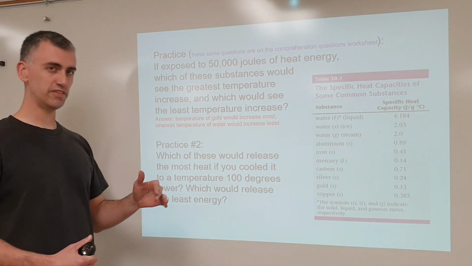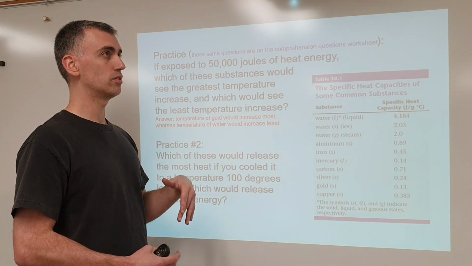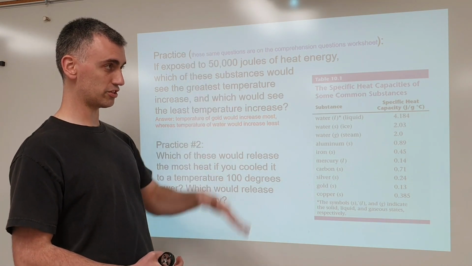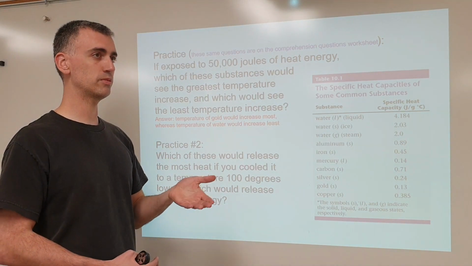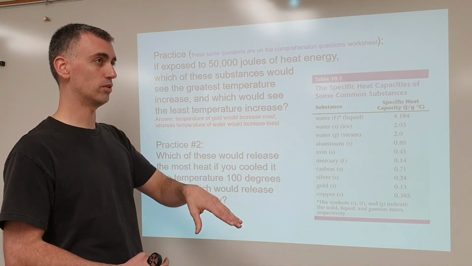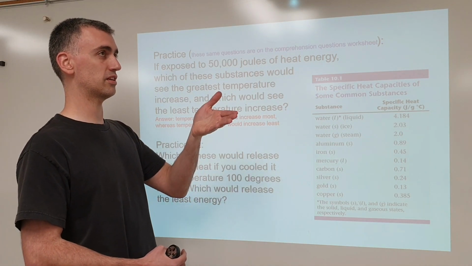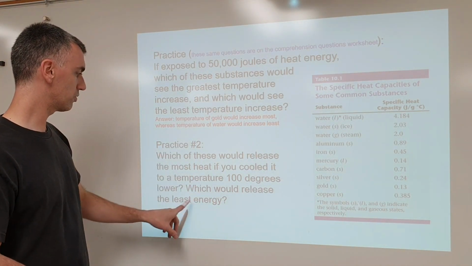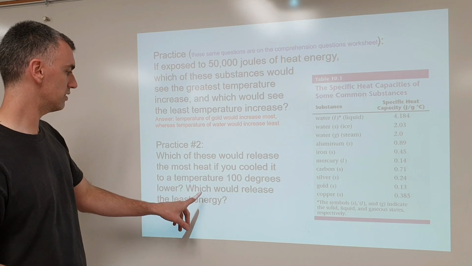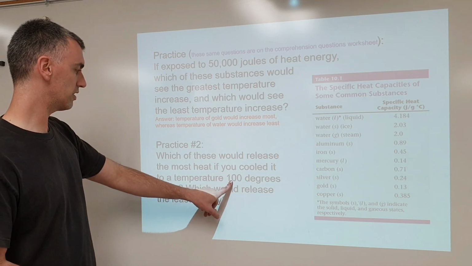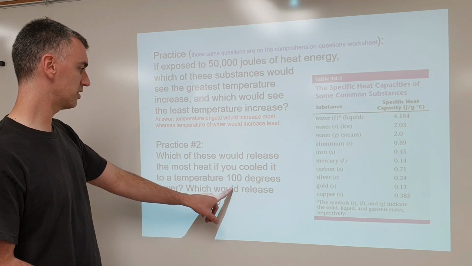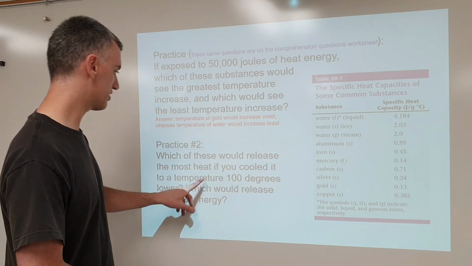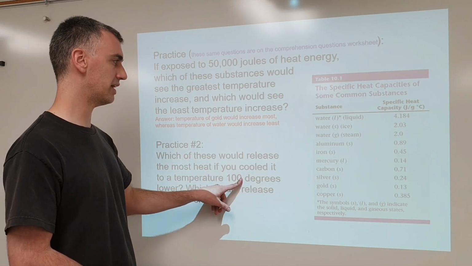So same thing, high specific heat capacity: it will absorb a lot of energy when its temperature goes up. It will release a lot of energy when temperature goes down. Low specific heat capacity releases only a little when temperature goes down, and when you raise the temperature, it only requires a little bit of energy. So the way I'd answer that is, if it's going to go down 100 degrees, the one that's going to release the least energy is the lowest specific heat capacity. That's going to be gold. And the one that's going to release the most energy is the highest specific heat capacity, which is going to be water.